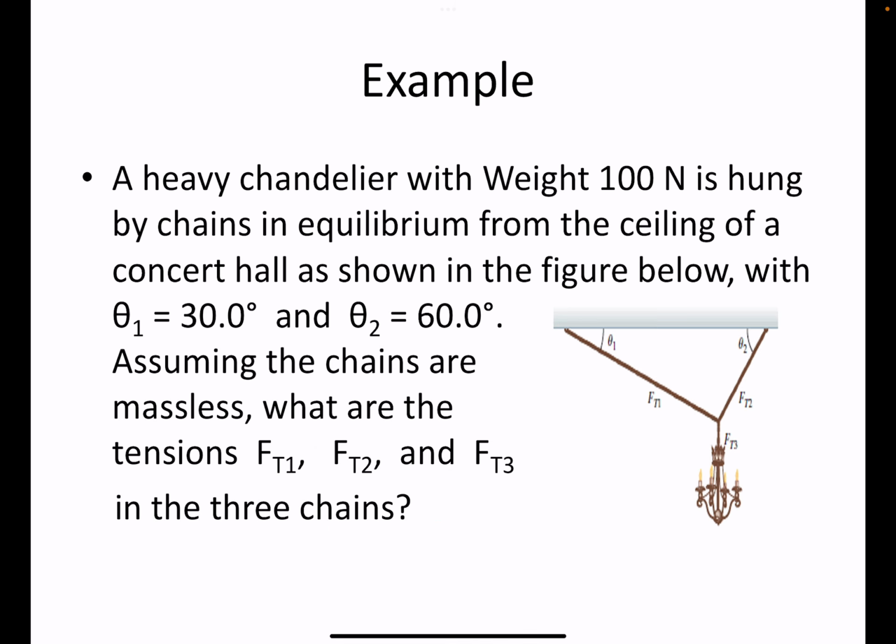Okay, the second example. We have a heavy chandelier with weight 100 Newton, hung by chains, keyword equilibrium, from the ceiling of a concert hall as shown in the figure below. This angle is 30 degrees, this angle is 60 degrees. Assume the chains don't have any mass. What are the tensions Ft1, Ft2, and Ft3?